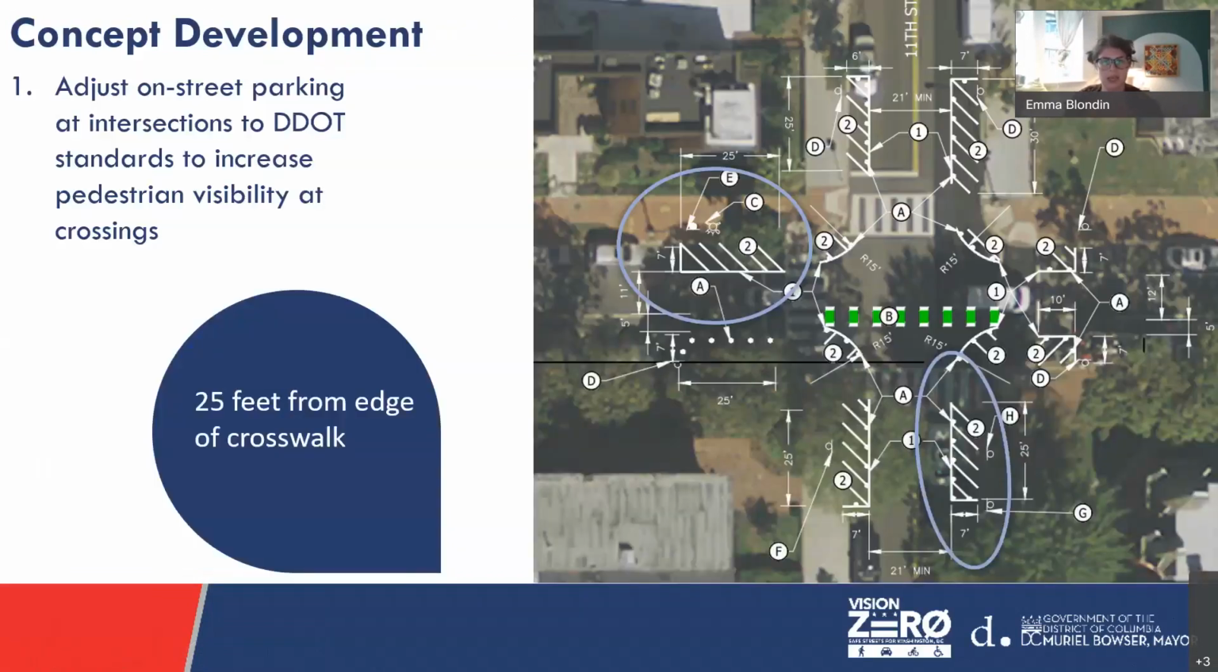So the first thing that we are looking at is bringing the on-street parking up to DDOT standards. And what that means is moving no parking signs to be located 25 feet from the edge of the crosswalk for our DEM. And this distance closely follows federal standards and is put in place for a couple of reasons. One, it increases pedestrian visibility, making sure that vehicles and pedestrians see each other as they're approaching the intersection. But it also allows drivers to maneuver into parking spots without encroaching on the crosswalk. And so as you see here, we've moved the edge of the parking 25 feet from the crosswalk.